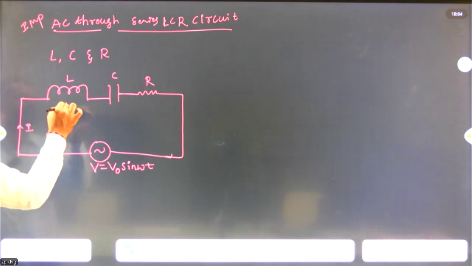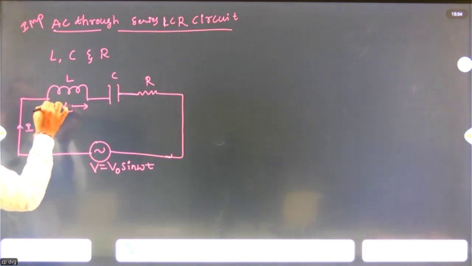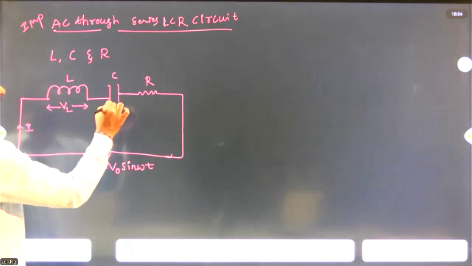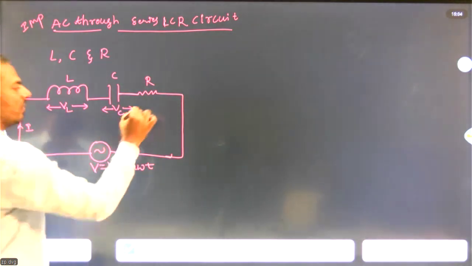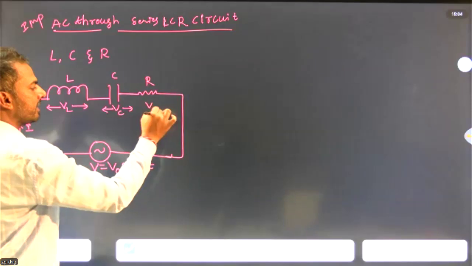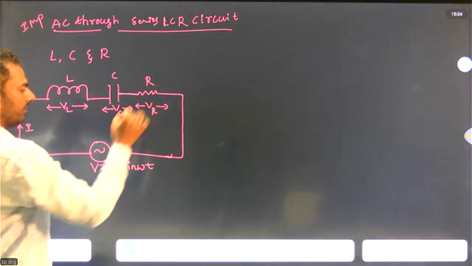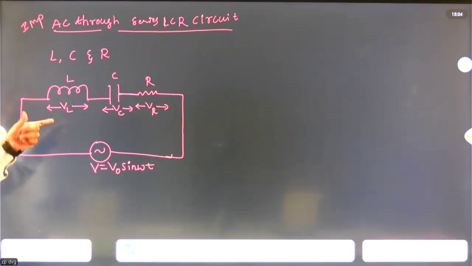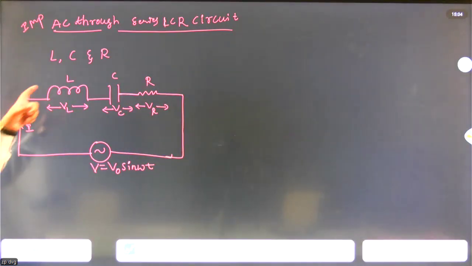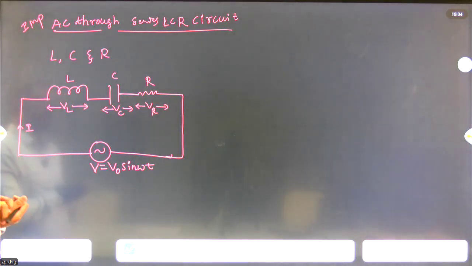Voltage across the inductor is VL. Voltage across the capacitor is VC. And voltage across the resistor is VR. Applied voltage is divided into VL, VC and VR. What is VL? Potential difference or voltage across inductor. What is VC? Potential difference across capacitor. And what is VR? Potential difference across resistor.